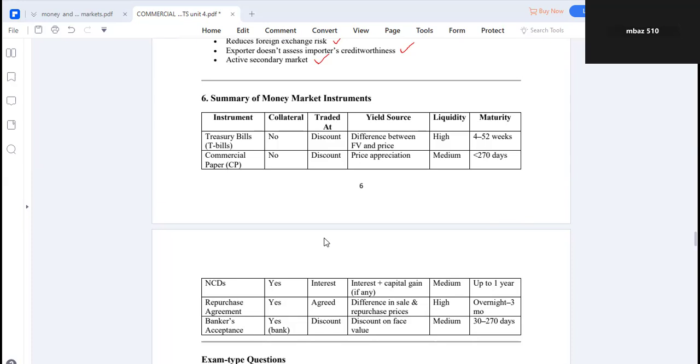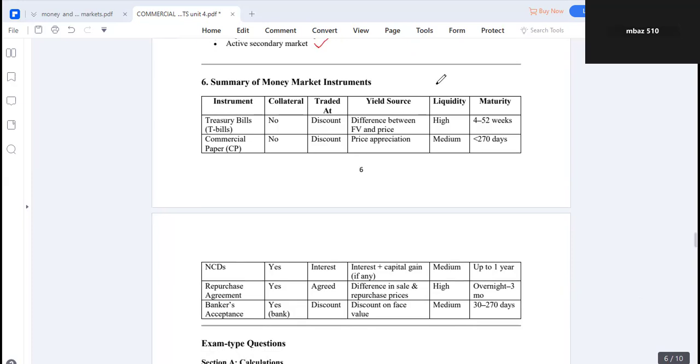Negotiable certificates of deposit, these ones require collateral and they're traded at interest. The yield is interest plus capital gain, if any, and it's a medium liquidity of up to a year. Repos require collateral and are traded at agreed terms. So the difference between the sale and the repurchase prices is what you, the investors, will get. The liquidity is high and time maturity is overnight to 3 months. The banker's acceptance requires collateral, who's a bank, and is traded at a discount. And the yield is a discount on the face value. The liquidity is medium and the time is about 30 to 270 days.